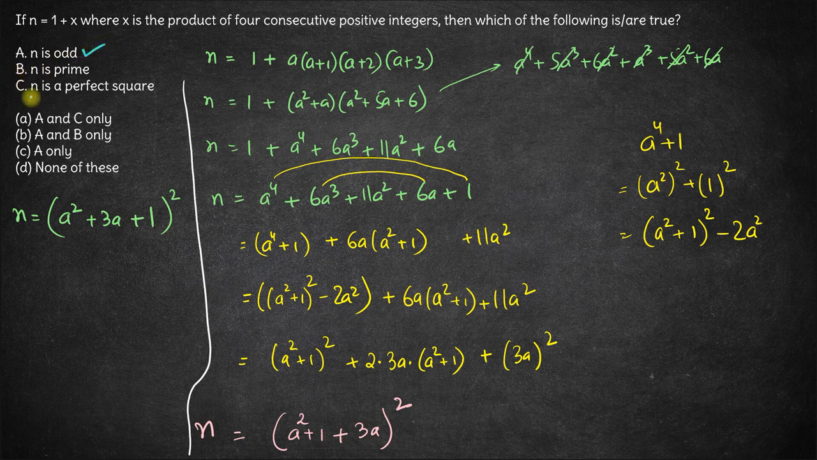What about B? B definitely will not be correct because n is a perfect square. For any value of a, n will be a perfect square, so it cannot be a prime number. It will definitely be a perfect square. Hence statement A and statement C are correct, and option A is the right answer here. A difficult question to solve because of the calculations involved, as in the simplification that you have to do. Option A is the right answer. Thank you.